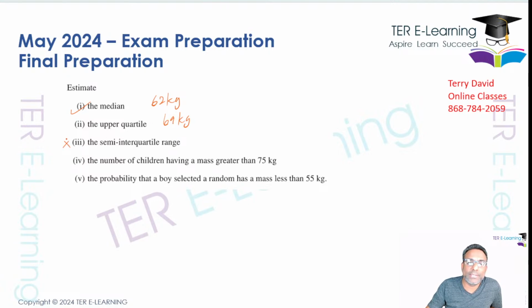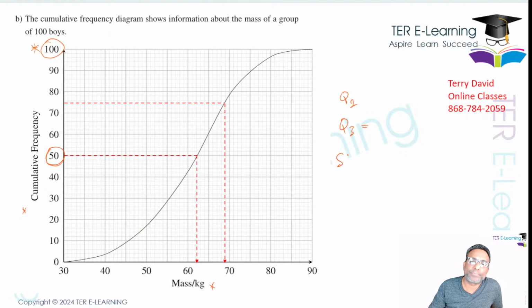And then third part, we want to get the semi-interquartile range. Semi-interquartile range is actually a half of Q3 minus Q1. That's the formula we're using to work out the semi-interquartile range. Now I already worked out Q3 and I got 69 kg. The Q2 was 62 kg.